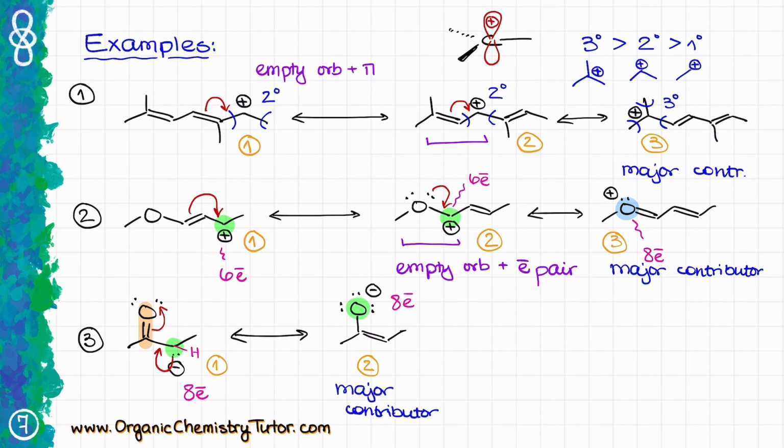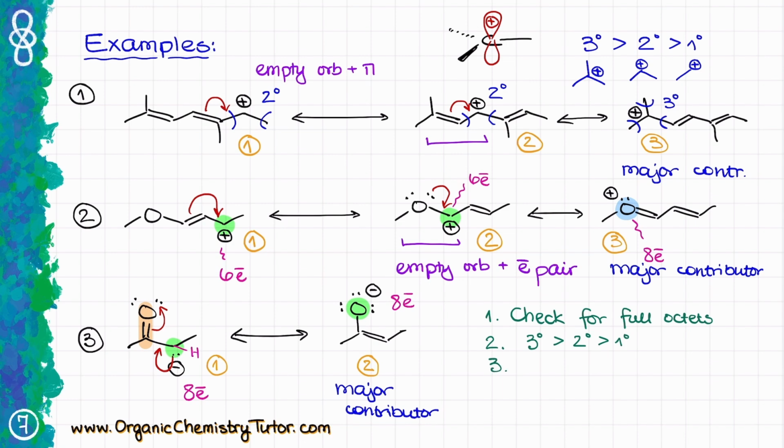So remember, whenever you are evaluating your resonance contributors, the first thing that you want to do is to check for full octets. A structure with full octets around the charged atoms is going to be the major contributor, as opposed to any structure with an open shell with 6 electrons or less. If you only have carbocations or only positively charged species without a full octet, then look at the position of the plus charge. If your plus charge is on a tertiary atom, it is going to be a more major contributor than a secondary, which is going to be better than primary.